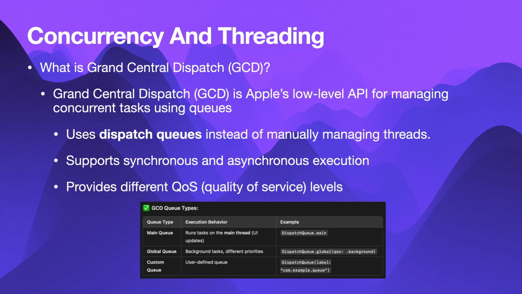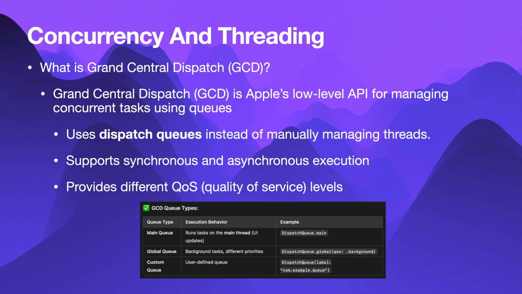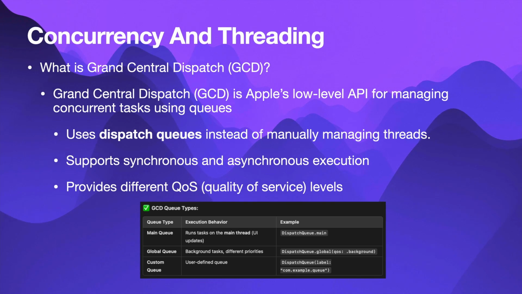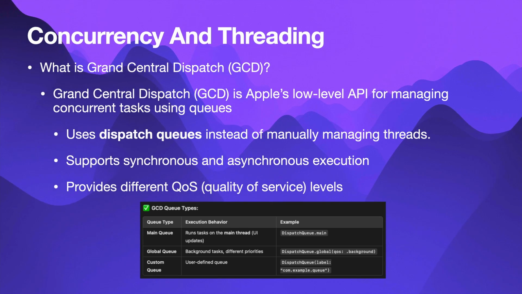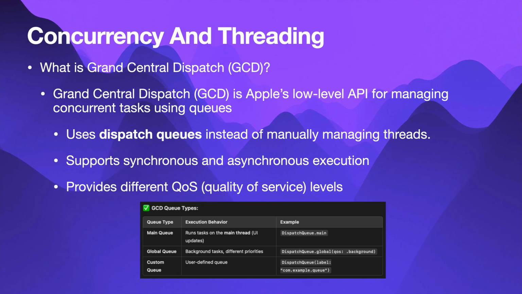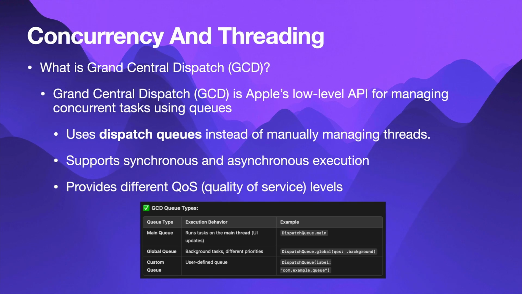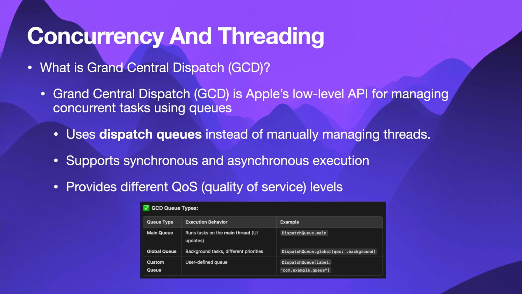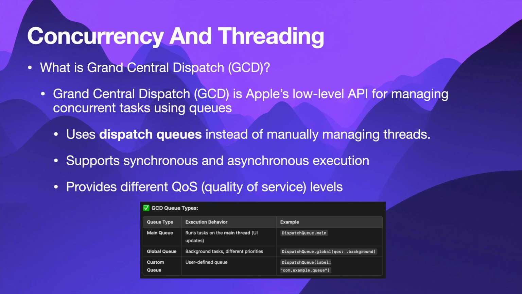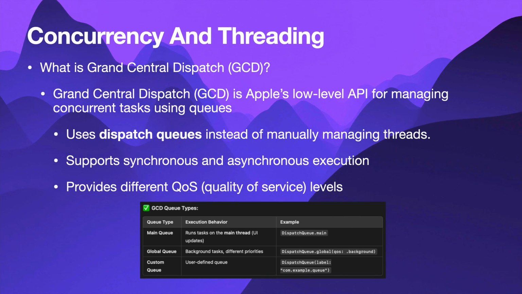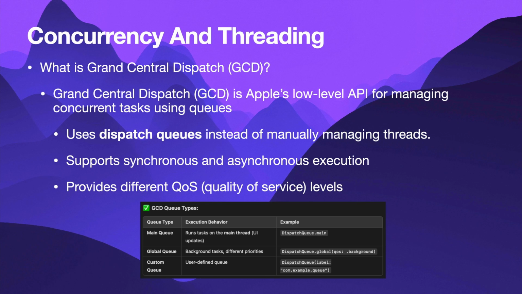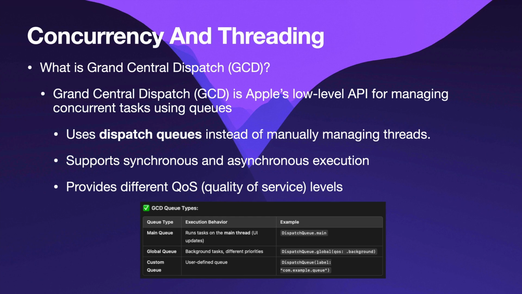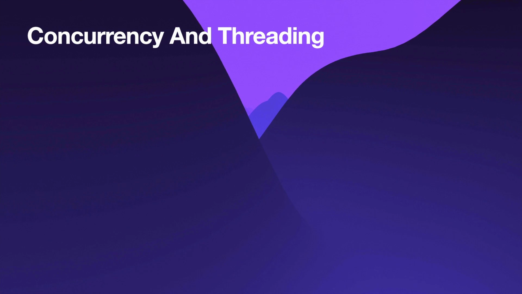So here's what we see with the GCD queue types. We have the main queue, which runs tasks on the main thread, like UI updates. To access that, we say DispatchQueue.main. And then we have the global queue, which we can use for background tasks and different priorities, DispatchQueue.global. And we can say run that on the background. That's the quality of service there. And then we have custom queues that are user defined, where users can manually define how they want tasks to be executed. So that's what GCD is, guys. Like I said, just a low-level API for managing concurrent tasks and using queues. And you will often be asked about that in interviews.